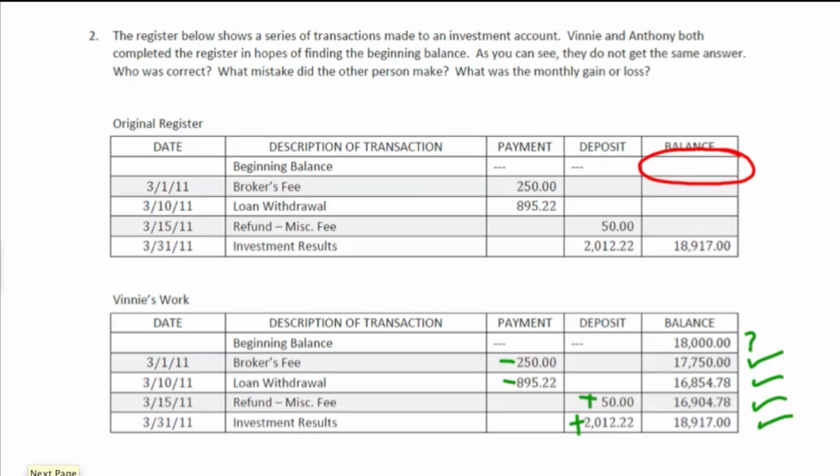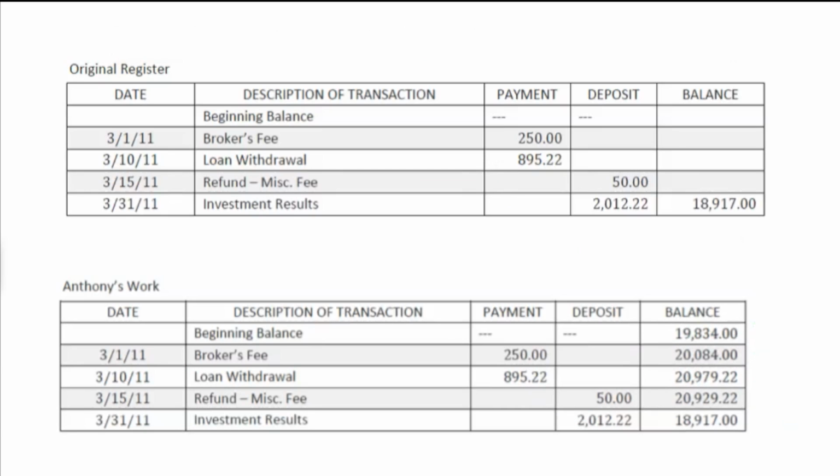Let's now look at what Anthony did, just to see. Well, according to Anthony's table, he also was still trying to find his original balance. Anthony instead has a beginning balance of $19,834. Let's see why his is incorrect. Well, when he makes a payment of $250, actually we can see right here that this should have decreased, and in fact it went up. So we know for sure, just on the first step, that Anthony is not correct.